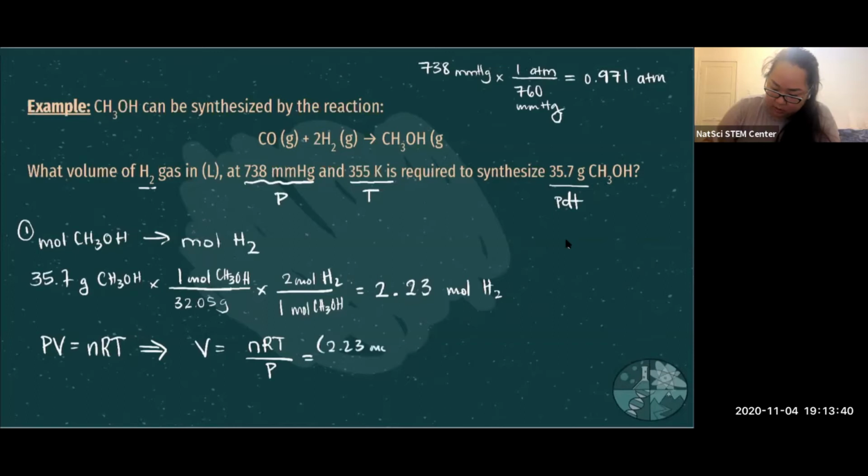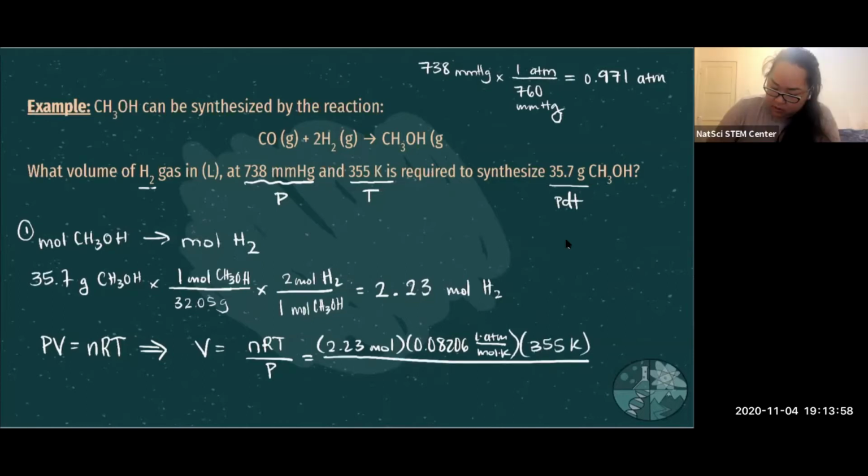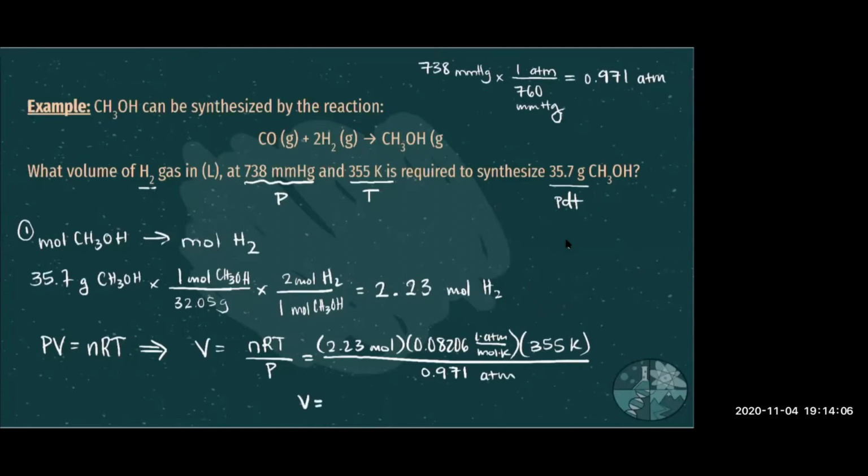2.23 moles times 0.08206 liters times ATM per moles times K. Temp is 355 Kelvin, all over your 0.971. So your volume should be, can you guys calculate it too? And let me know what you guys get.